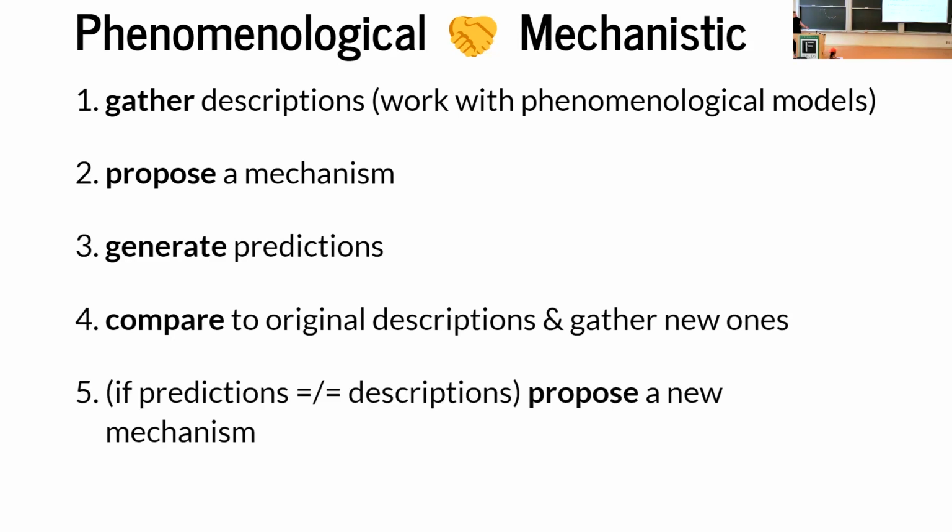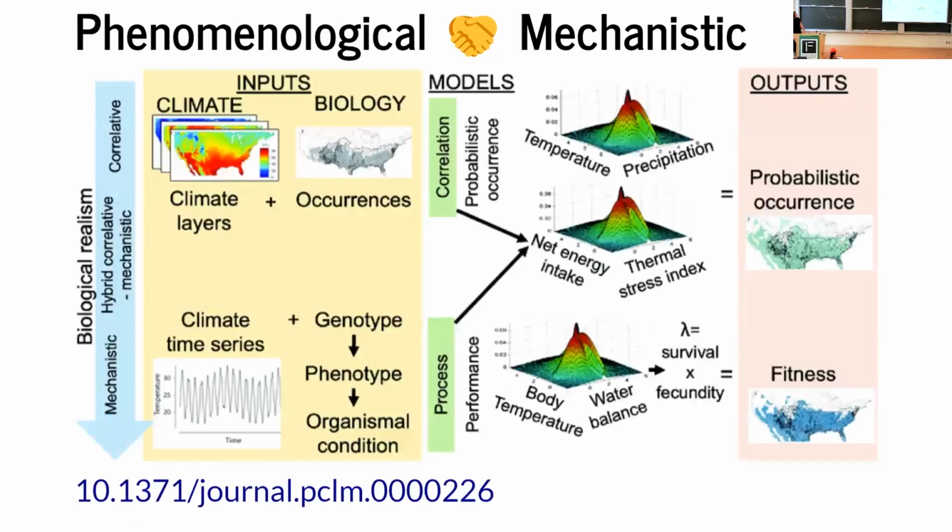And then you might propose another mechanism. So these two modeling approaches can actually work together in the modeling process, and on and on and on. But they can also be used explicitly together. So here's a figure that talks about predicting species occurrence. It's an ecological niche model.